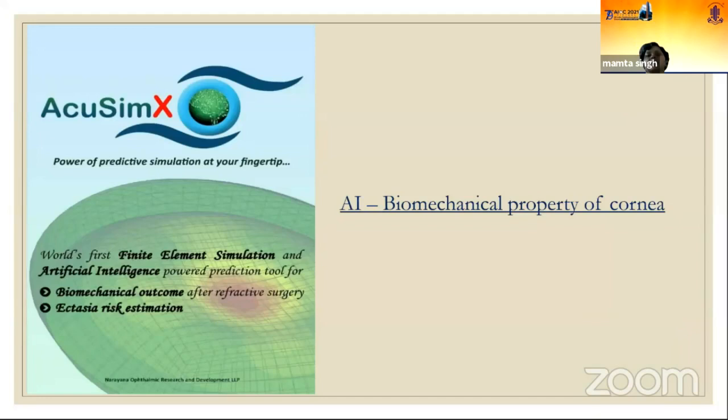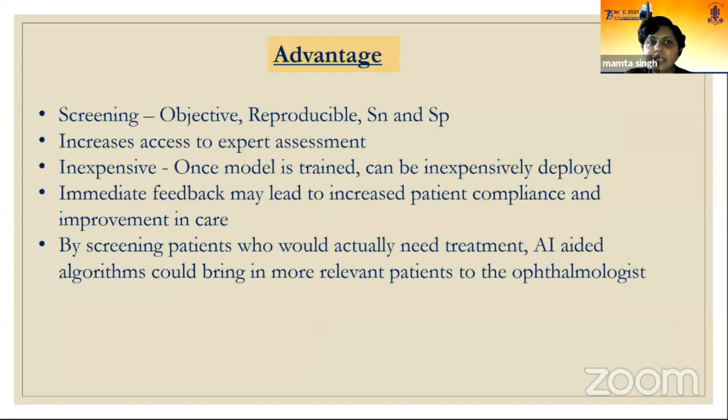Similarly, the biomechanical property of the cornea is being used to develop an AI-based system, and Sankara Nethralaya and NN Group are working on this. So what is the advantage of having this AI system?